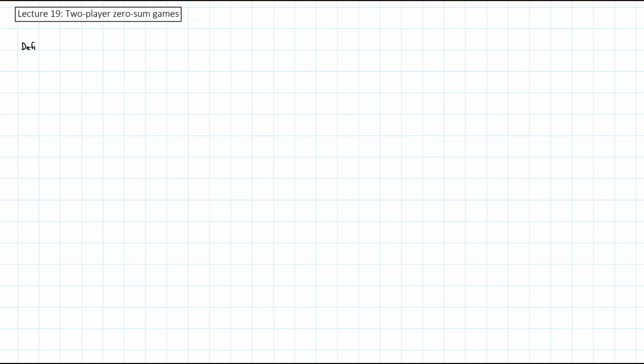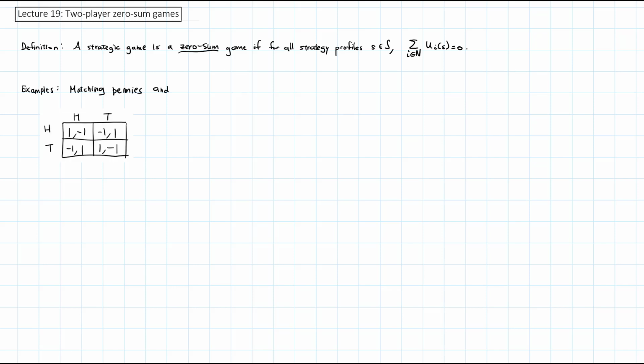We begin with a definition. A strategic game is a zero-sum game if, for all the strategy profiles S, the sum of the utilities of all the players is 0. For example, matching pennies and rock, paper, scissors are both zero-sum games.